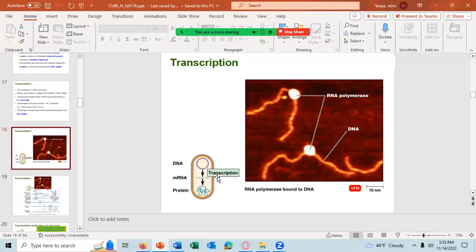All right, this is actually showing you an electron microscopic image of DNA and RNA polymerase, and right there you can see RNA starting to be made. So we're looking at the start of transcription. Any question about any of that?